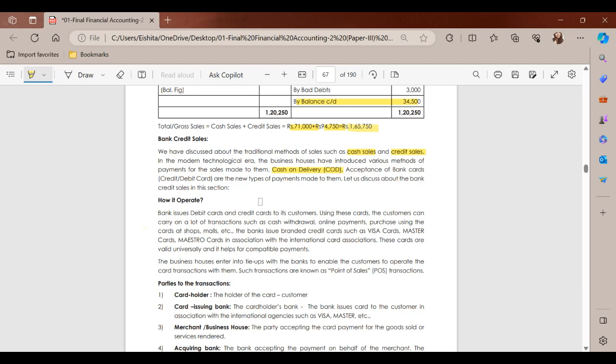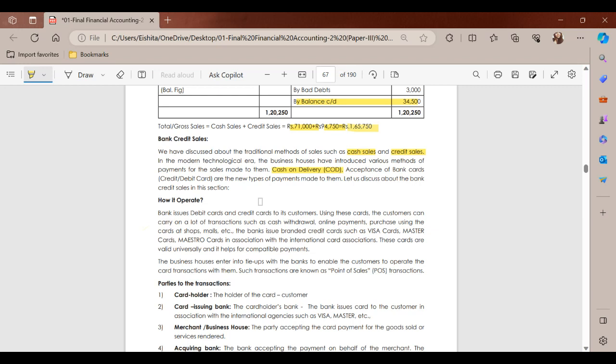So these cards, MasterCard or Visa card, are issued throughout the world. That means not only in India, but they are issued throughout the world. You can get these cards for international payments internationally also.